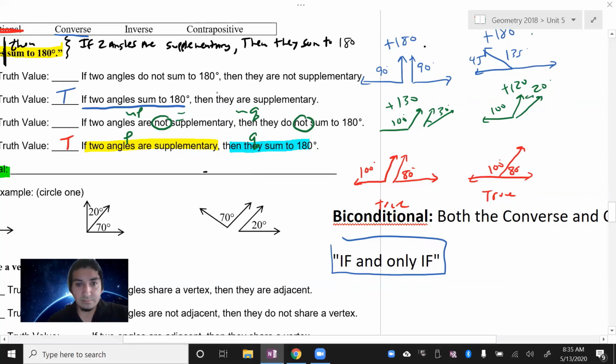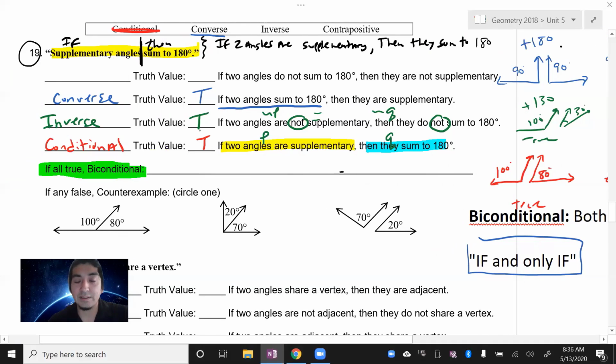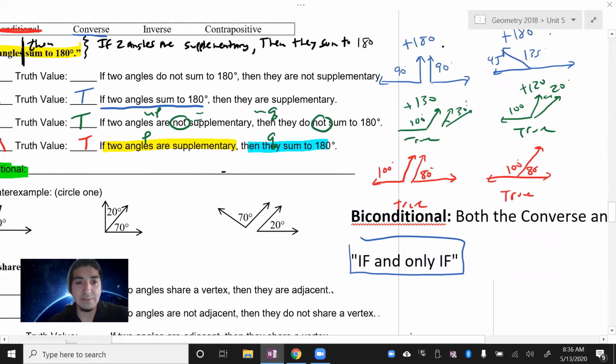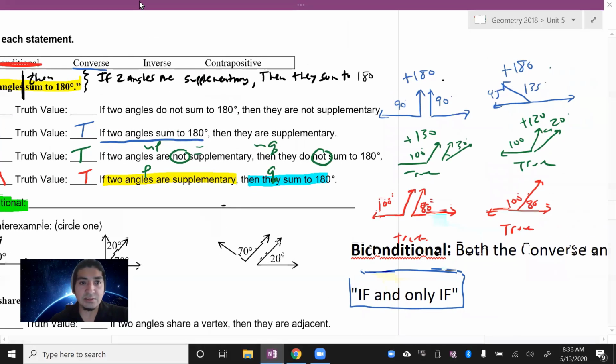Now, if we say that they are not supplementary, which is based on these two facts, then they do not add up to 180. So that would be considered true and true. So this is my true, and this is my true. So ideally, this will be true right here. Okay. So we're drawing examples for each, so we can see if we can come up with a false statement. So drawing's really key here.